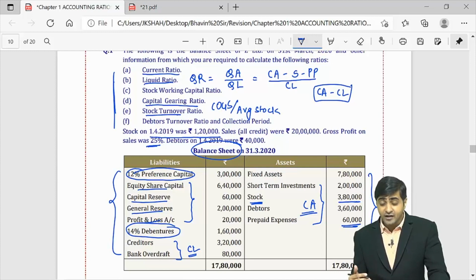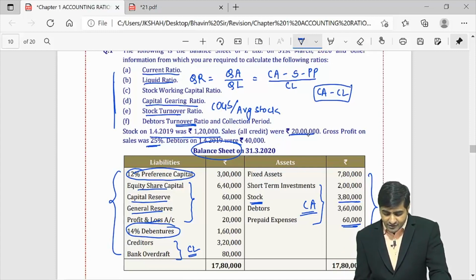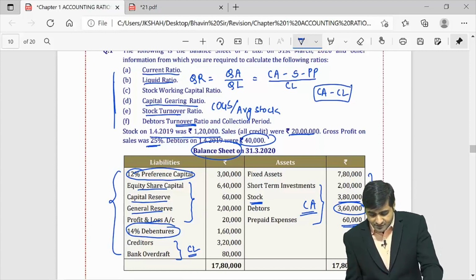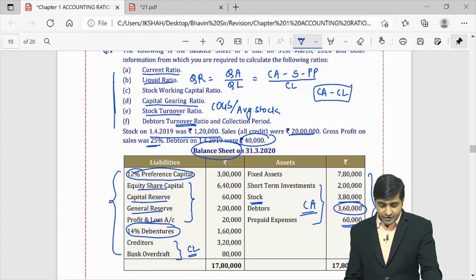Now let's further continue with your debtors turnover ratio. Your debtors turnover ratio will be credit sales upon your average debtors, and guys, your credit sales is available here, but we also have opening debtors of 40,000 and your closing debtors of 3,60,000. So guys, that's how we'll be calculating your debtors turnover ratio.